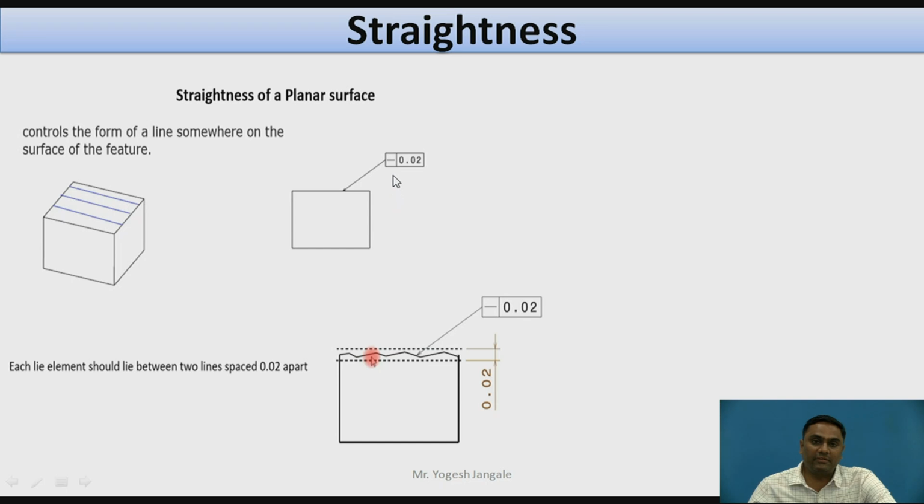It is indicated with a feature control frame, as we discussed in the last lecture. I want to maintain the straightness of this edge within a tolerance of 0.02. What is 0.02? It is nothing but a tolerance. I can say each element should lie between two lines spaced 0.02 apart, and that is the tolerance zone. These two dotted lines indicated over here are a tolerance zone of 0.02.